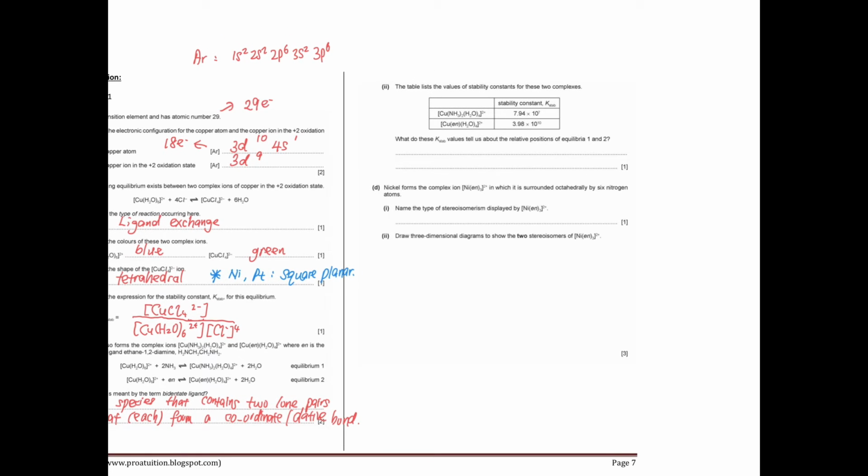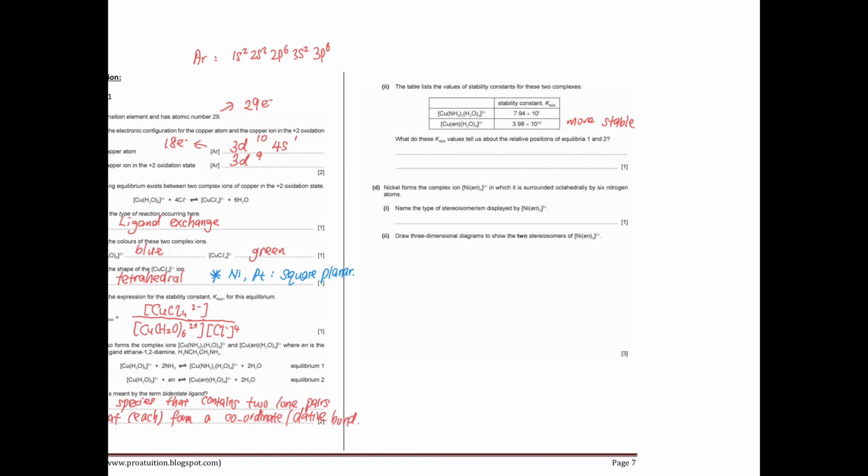Now this is the application part. Part 2. In part 2, they give us values for the Kstab. The top one, 10 to the power of 7. The bottom one, 10 to the power of 10. So the idea here is the greater the Kstab, the more stable the complex. So that means the bottom one is more stable. So let us label it first. This is more stable.